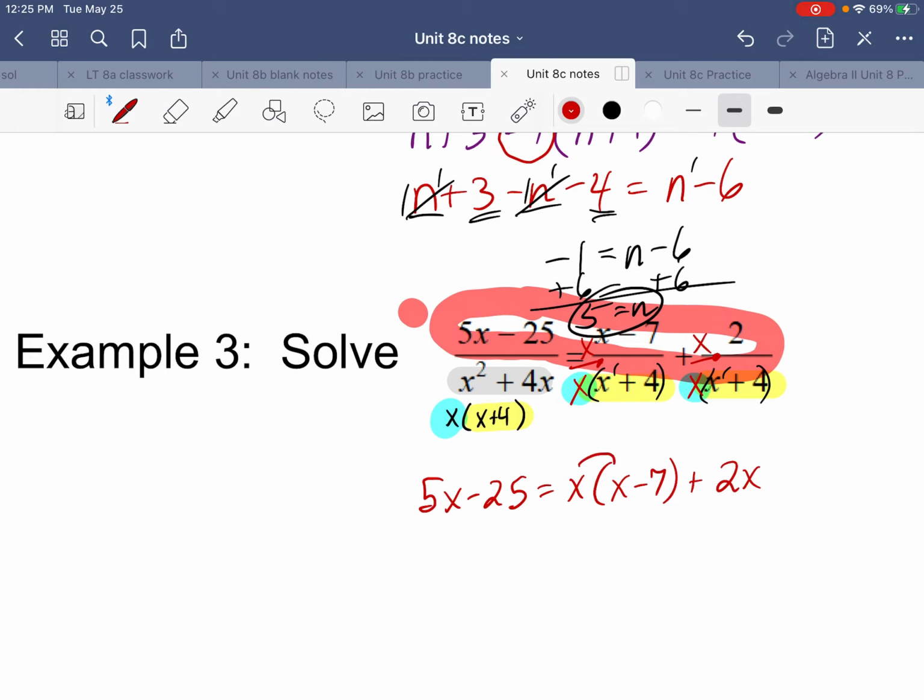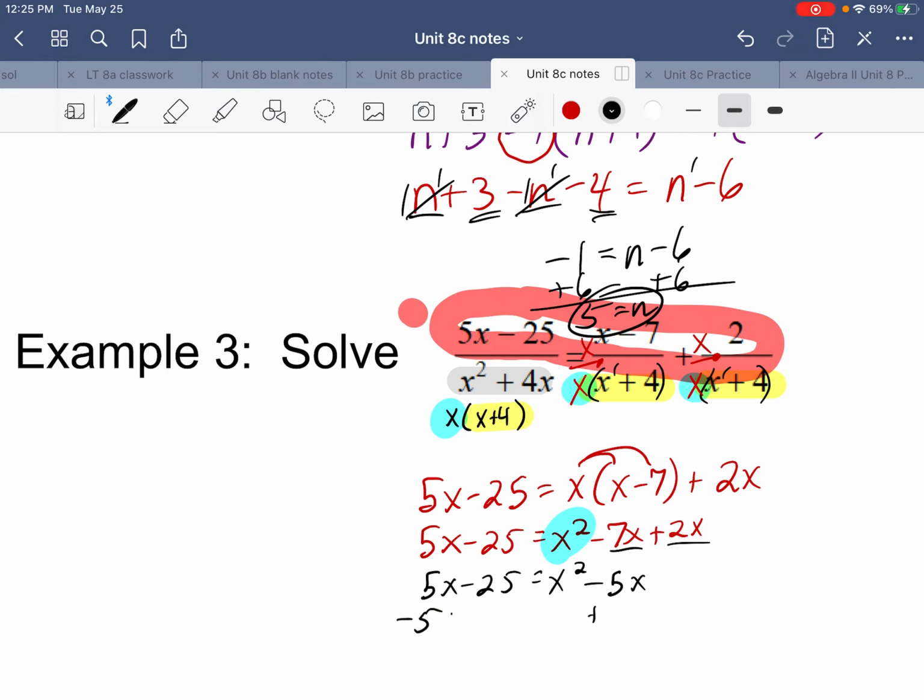We have distributing the x. Now I see a quadratic, that's important. Quadratic is telling us that we are going to have to use a quadratic formula, or we're going to have multiple solutions here. So let's look at our like terms. We have 5x minus 25 equals x squared. Negative 7x plus 2x is a negative 5x. And now I am going to get the x's together.